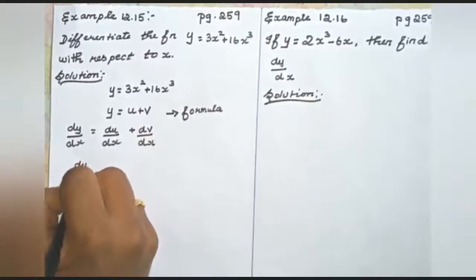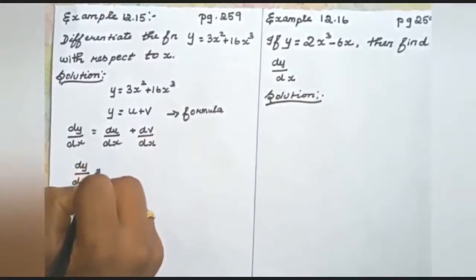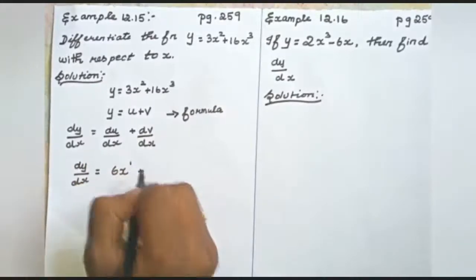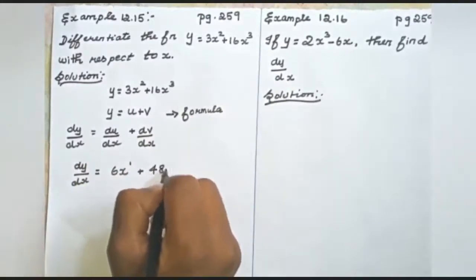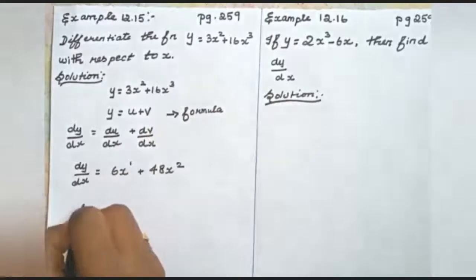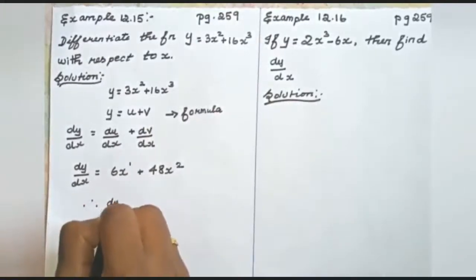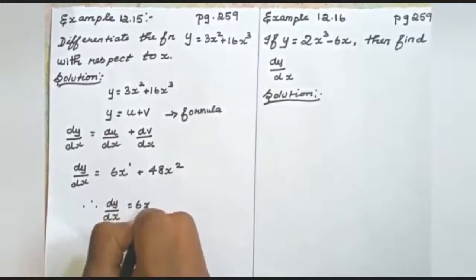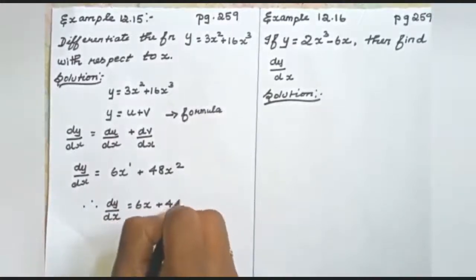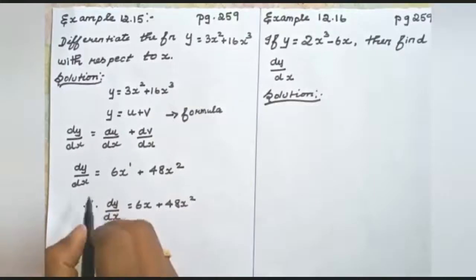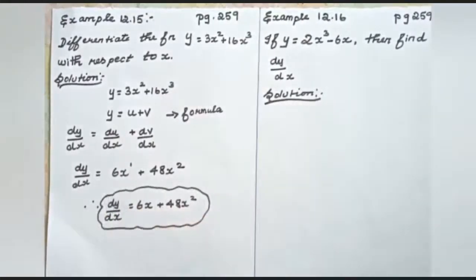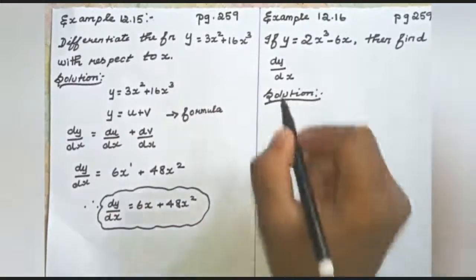So as I told previously, we first differentiate the u part, that is the power 2 will come to the front, so 3 into 2 will become 6x and the power 2 will reduce to 1, then adding the plus sign, then moving to the v part, where 3 multiplied with 16 will give 48x and the power will be reduced to 2. So the final answer will be 6x to the power 1 plus 48x square. This is the first part we have done now.